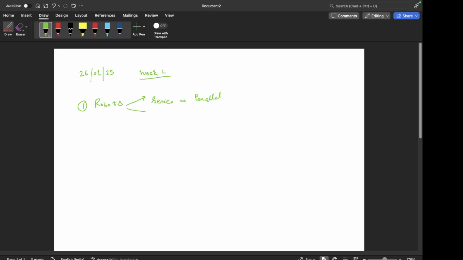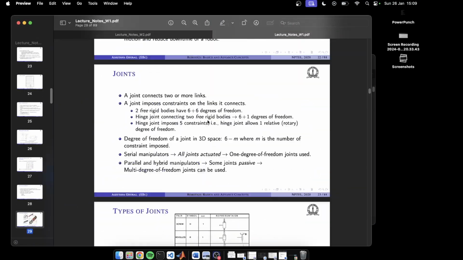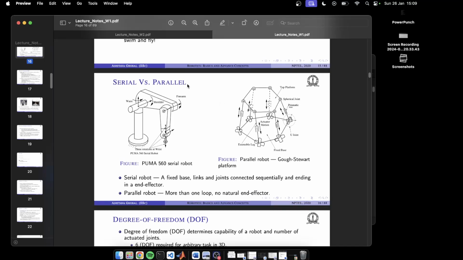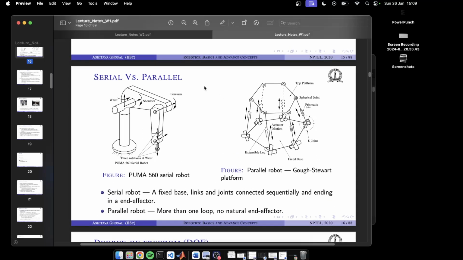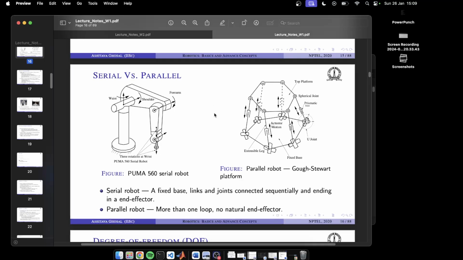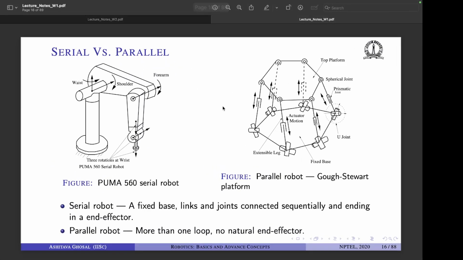right? And I will also keep referring to the lecture slides in between to refer to images which may be too difficult to draw, or my drawing could be too bad to draw them again. So I would just keep referring back to the slides for those images. Yeah, so as I mentioned, series versus parallel robots.